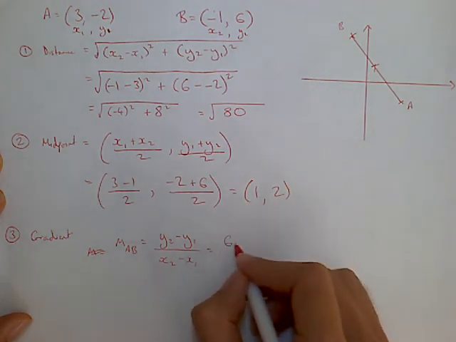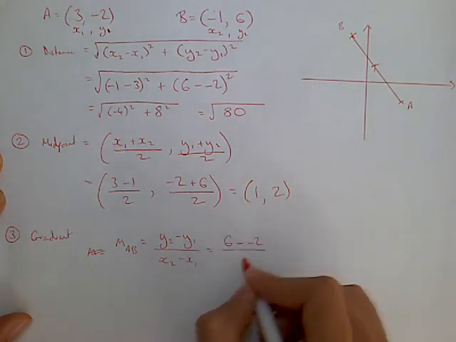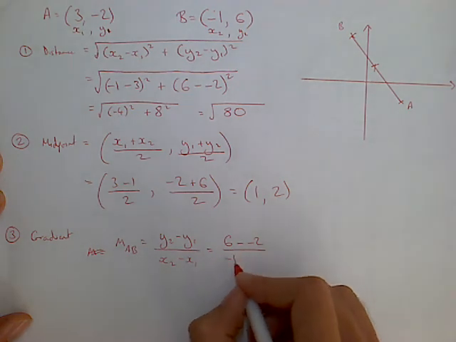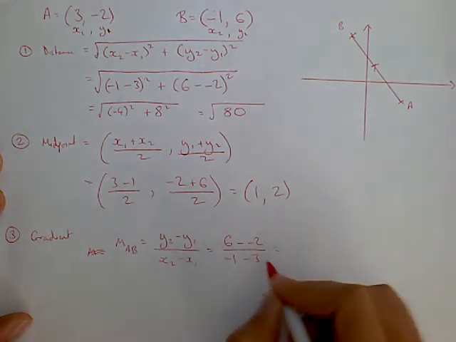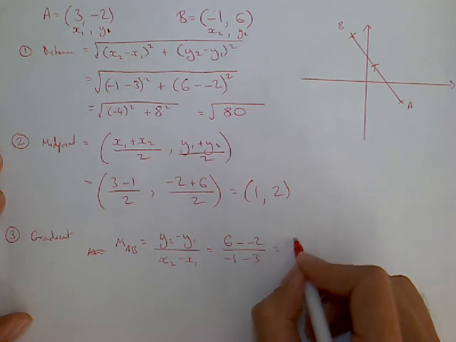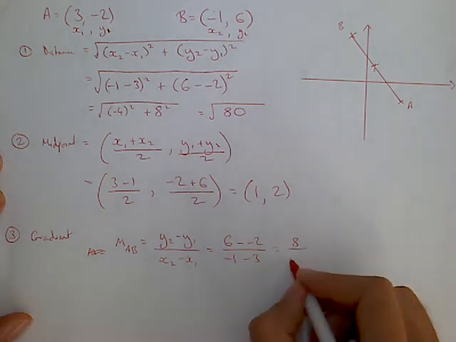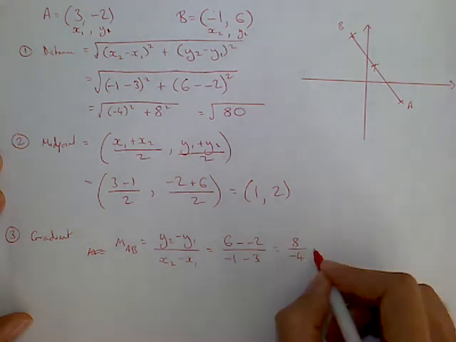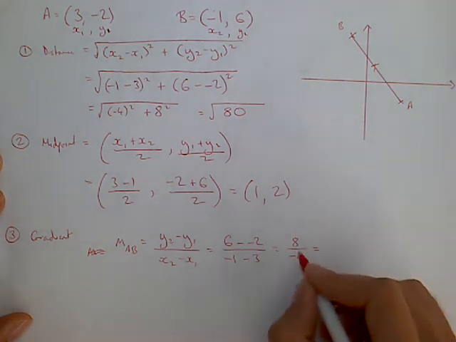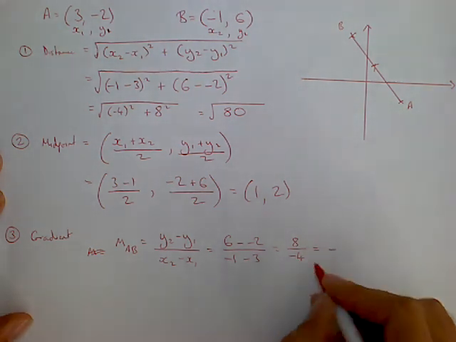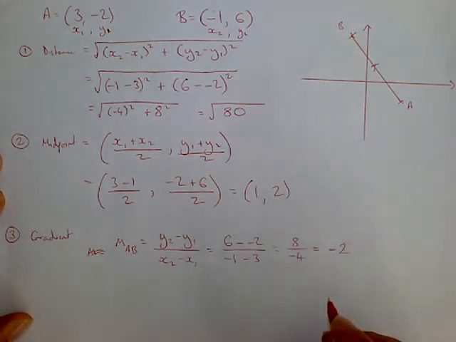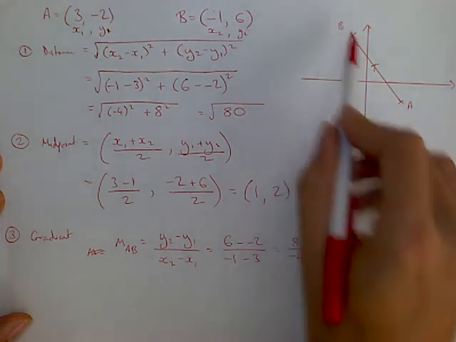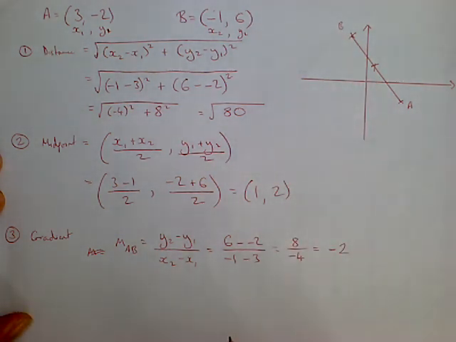So let's just do that. 6 take away negative 2 over minus 1 take away 3. 6 take away negative 2 means 6 add 2, that's 8. Minus 1 take away 3 is negative 4. And 8 divided by negative 4, positive divided by negative means a negative answer. 8 divided by 4 is 2. And like we said, we were expecting to have a negative gradient there as well.